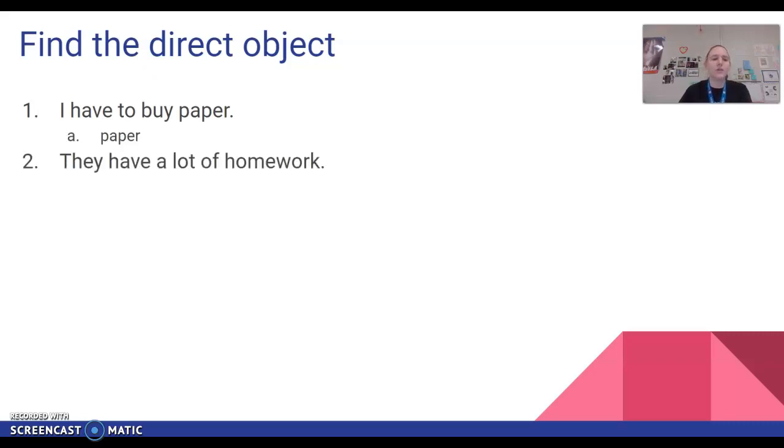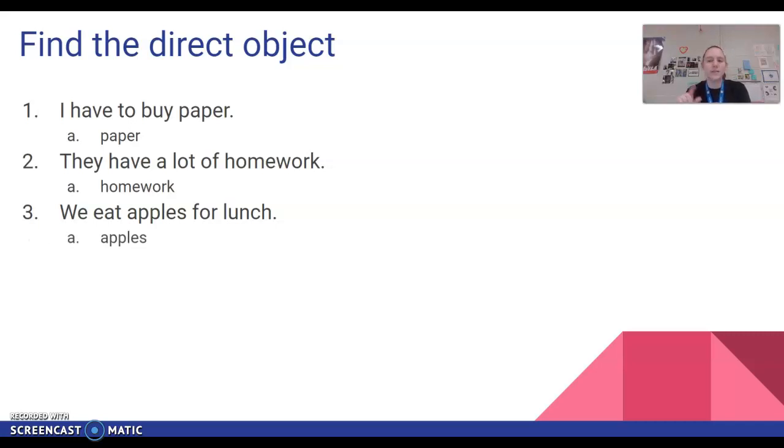All right. Number 2, they have a lot of homework. What do they have a lot of? Homework. We eat apples for lunch. Who or what are we eating? Apples. Lunch is not our direct object here because we're not necessarily eating lunch. "For lunch" is just additional information, because I could leave it out and my sentence would still make sense. We eat apples.